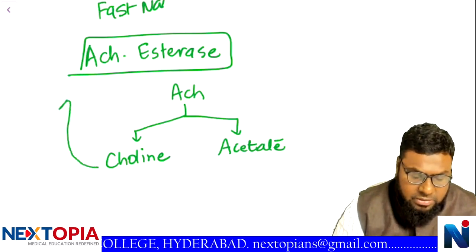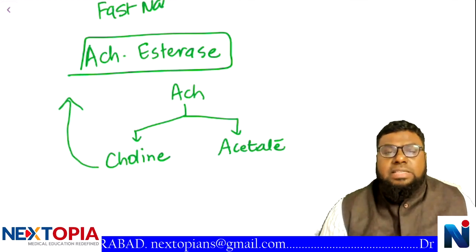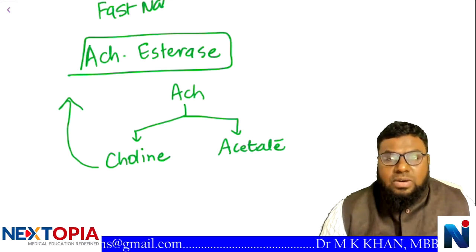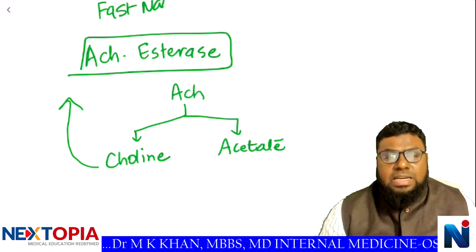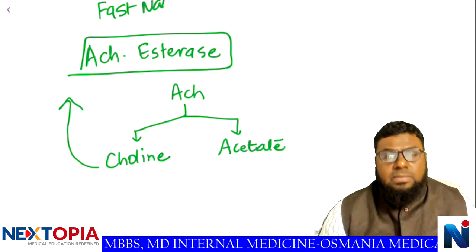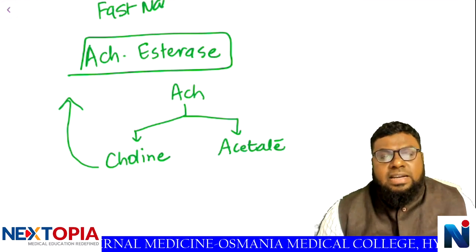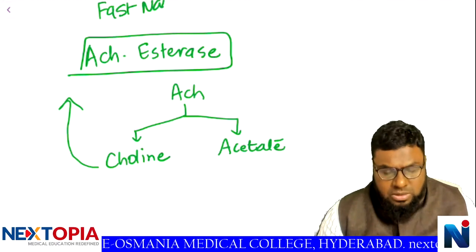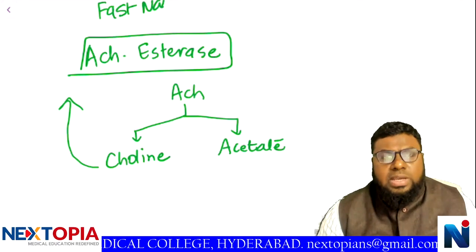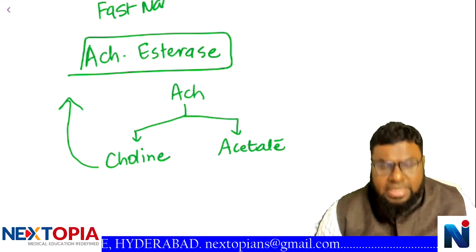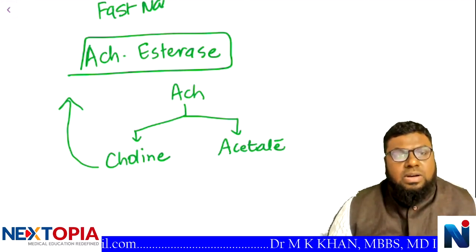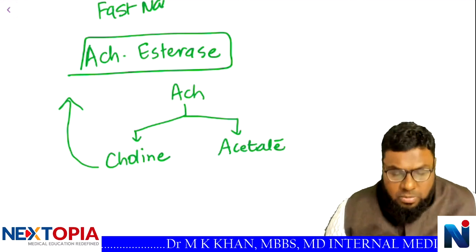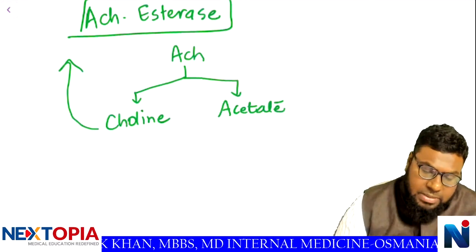Choline is taken back by the presynaptic terminal to synthesize new acetylcholine. We call this mechanism choline reuptake. Whereas acetate goes into some other biochemical reactions. So this is how synaptic transmission occurs. All right, this is all about synaptic transmission between a nerve and a muscle.